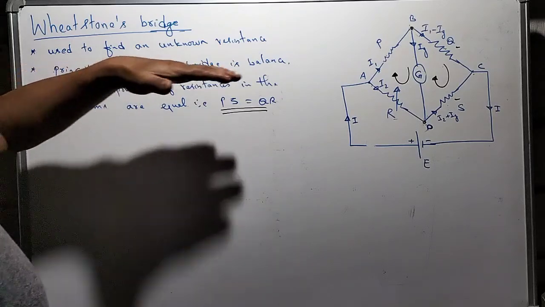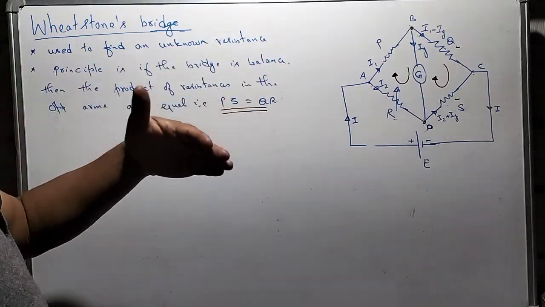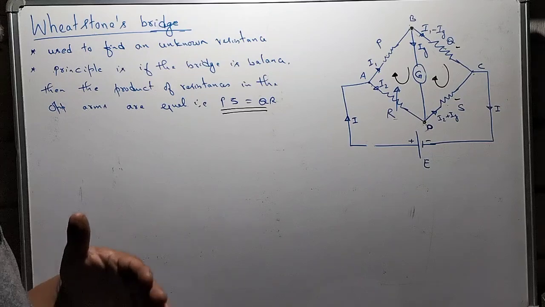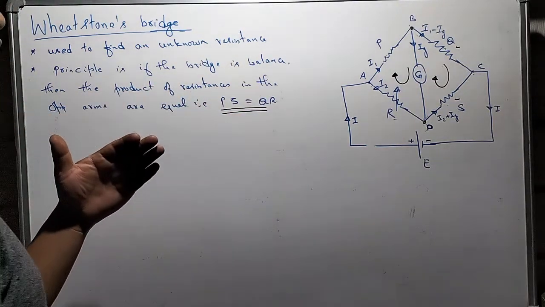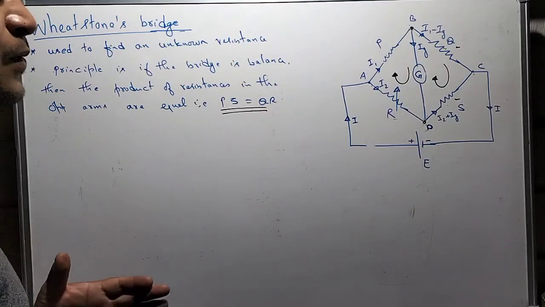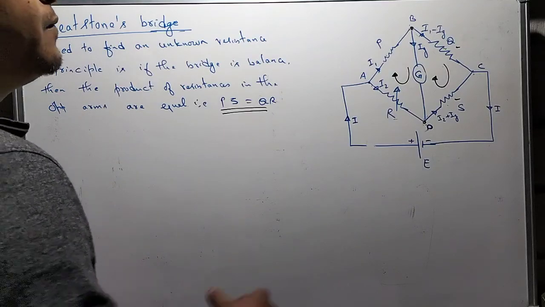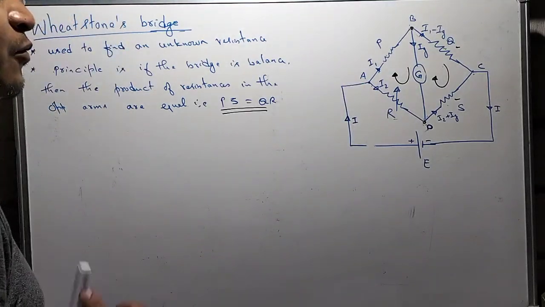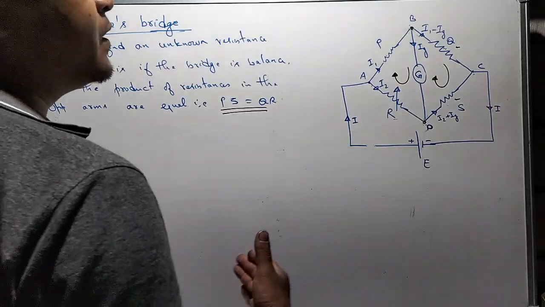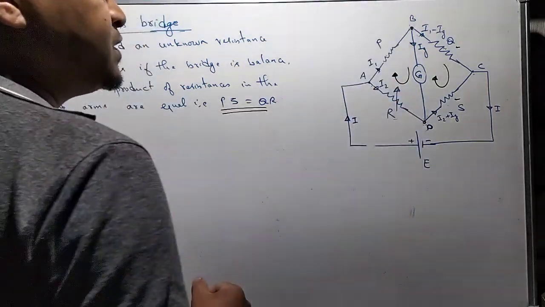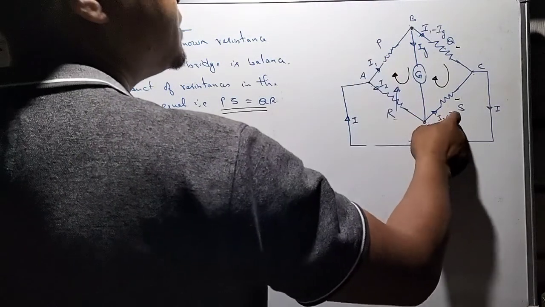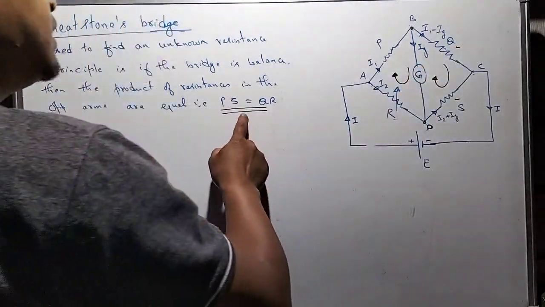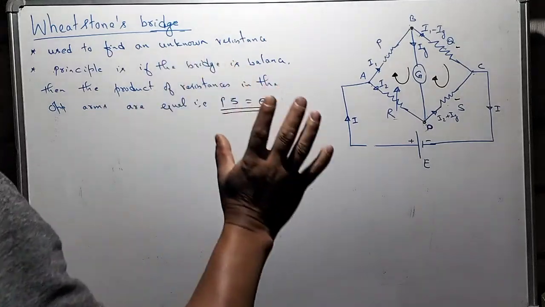Now the second part of this is the principle of the Wheatstone Bridge. This Wheatstone Bridge is based on the principle that when the bridge is balanced, the product of the resistances in the opposite arms, that is P into S equals Q into R. P into S is equal to Q into R.